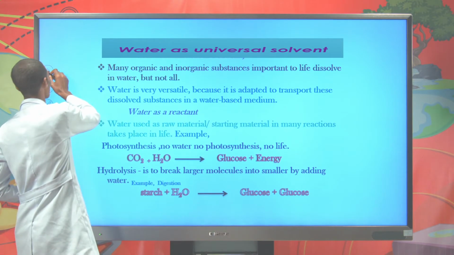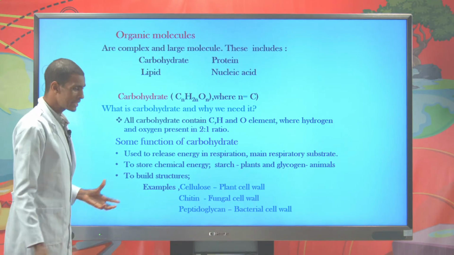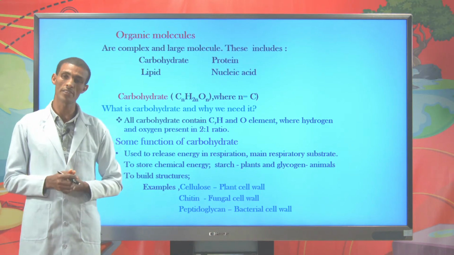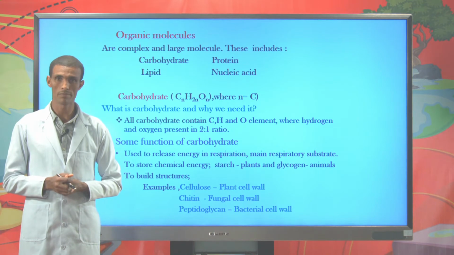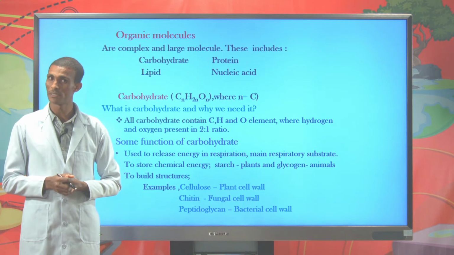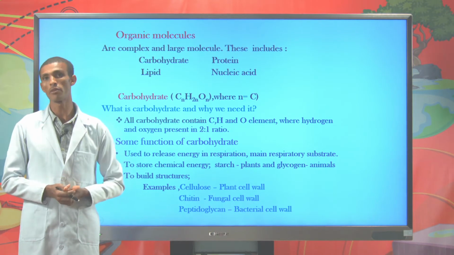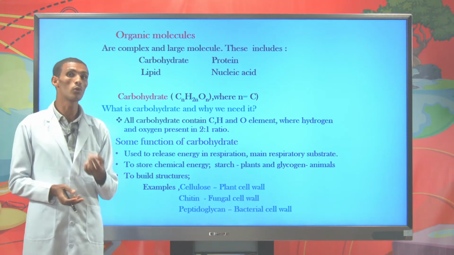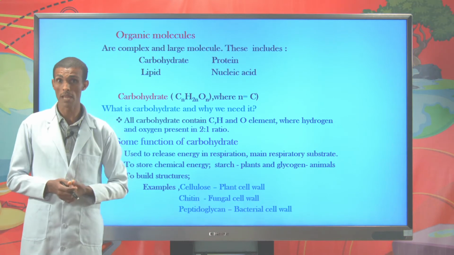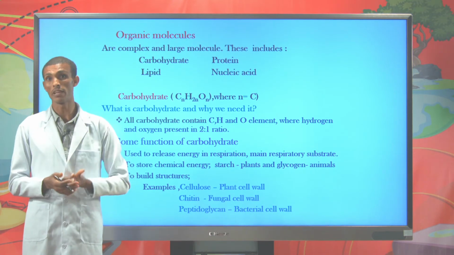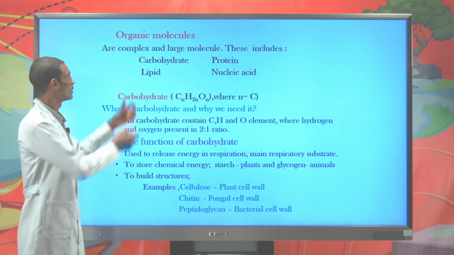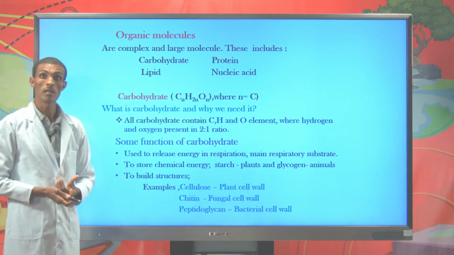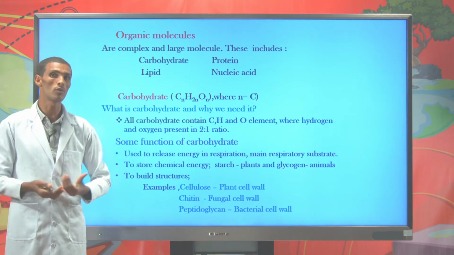And another very important thing for life is the organic molecule. Students, do you remember what organic molecule means? Well then, they are molecules that contain both carbon and hydrogen at the same time, along with other derivative elements. Carbohydrates, lipids, proteins, and nucleic acids are some examples of organic molecules.